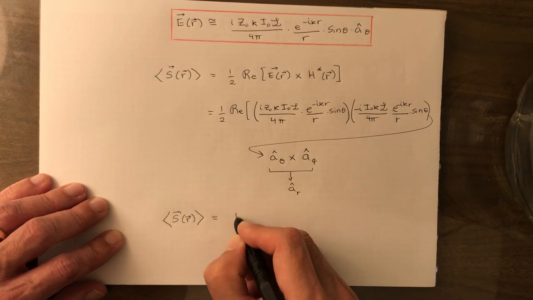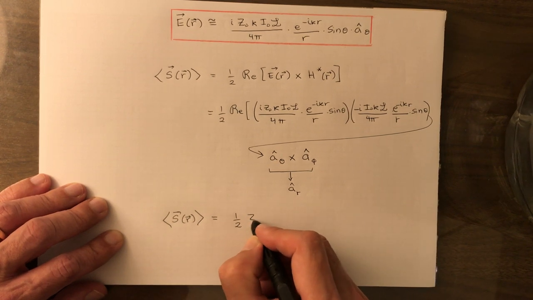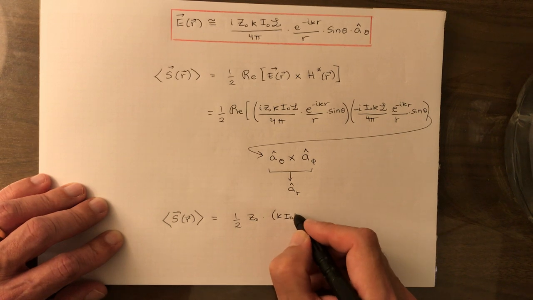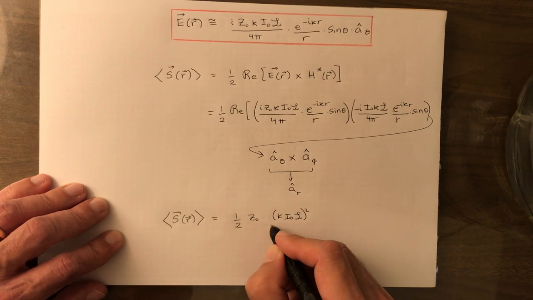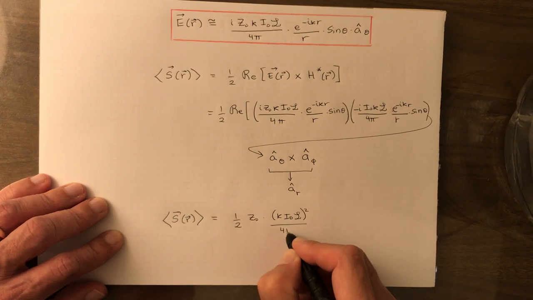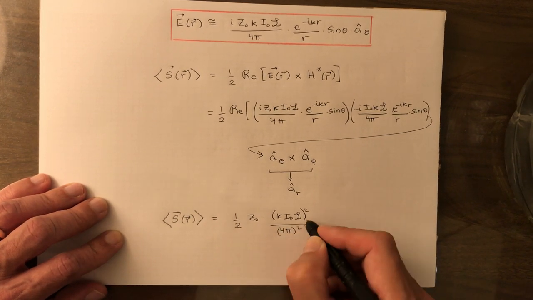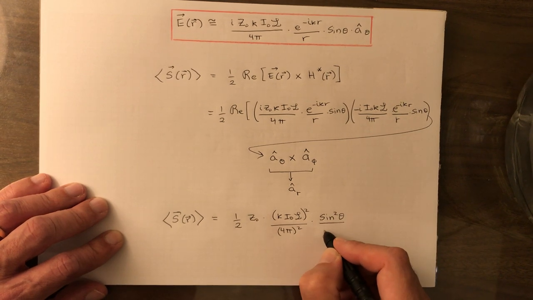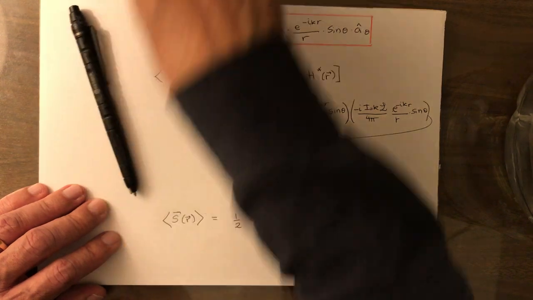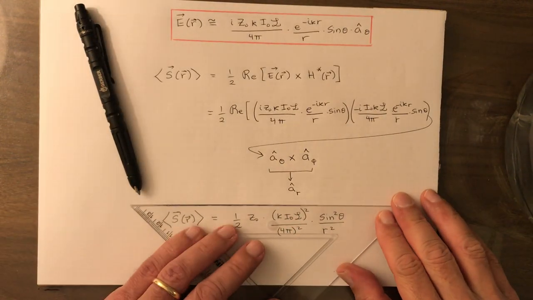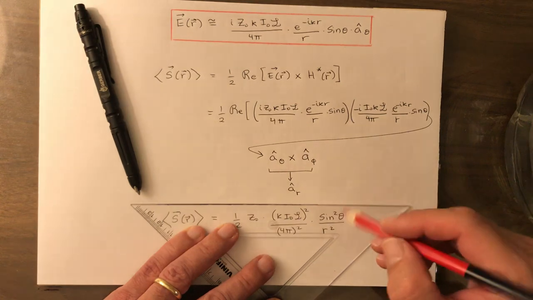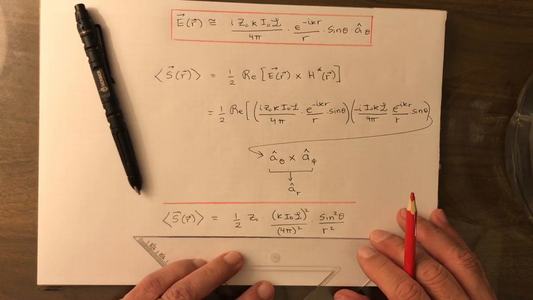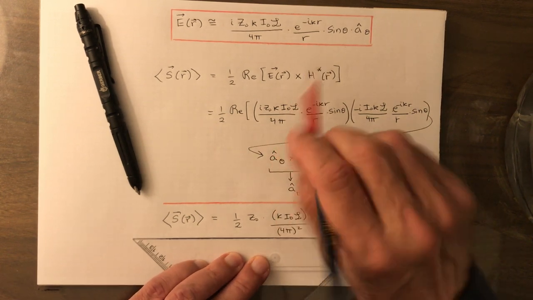averaged is equal to 1/2 Z naught k I naught l quantity squared over 4 pi quantity squared times sine squared theta over r squared. So it's interesting to note that our power is going to go with a sine squared theta dependence, and it's also going to have a 1 over r squared.